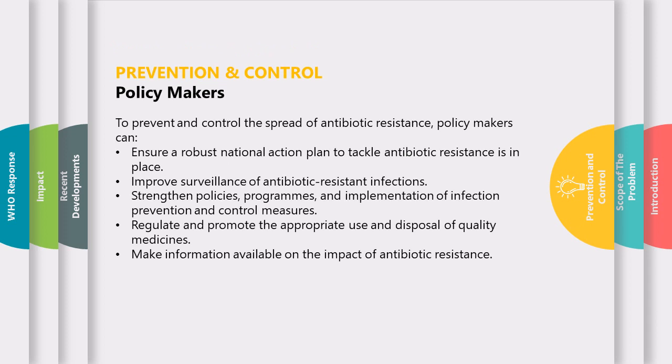To prevent and control the spread of antibiotic resistance, policymakers can ensure a robust national action plan to tackle antibiotic resistance is in place, improve surveillance of antibiotic-resistant infection, strengthen policies, programs, and implementation of infection prevention and control measures, regulate and promote the appropriate use and disposal of quality medicines, and make information available on the impact of antibiotic resistance.